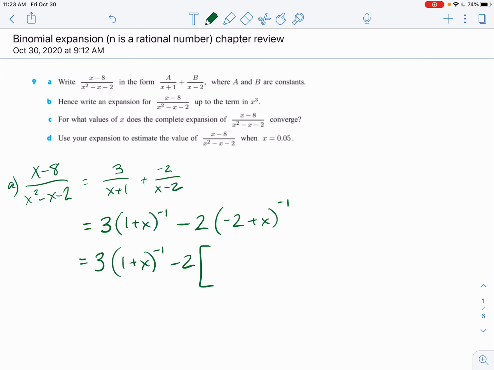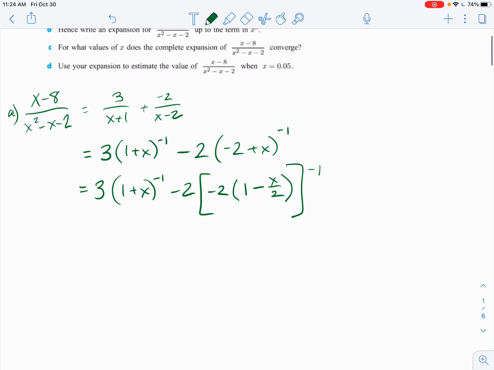Then I need to factor out a negative 2 from this one. That would give me a 1 minus x over 2 if I distribute that back, and this is all raised to the negative 1 power. Let's make sure. That gives me a negative 2, and when I distribute back, that gives me a positive x. Okay, so we're not done yet. We still have this sitting here, fat, dumb, and happy.